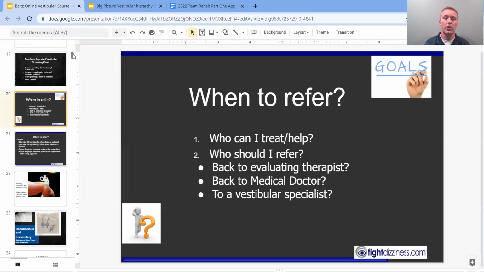And then our other major goal is, when do we refer these patients? Who can we help? Do we know our limits? Who can I treat? Who can I help? And who should I refer on to another healthcare provider? Do I refer them back to the evaluating therapist? If I'm an assistant, if I'm a PTA and I'm doing therapy, should this person go back and see the evaluating therapist? Or if you're the evaluating therapist, should you send them back to the doctor who sent them to you? Or should you send them on to someone who specializes in vestibular rehab all the time? Those are some big questions.